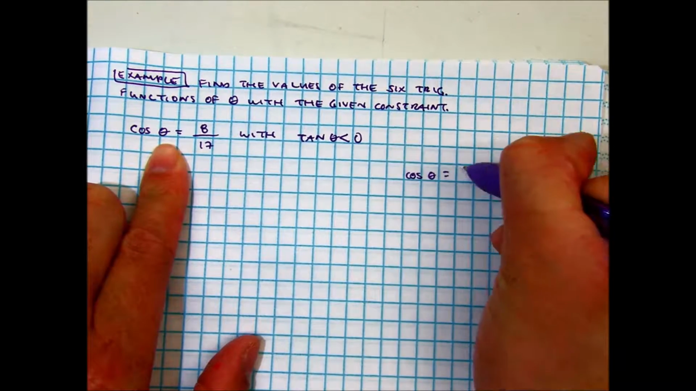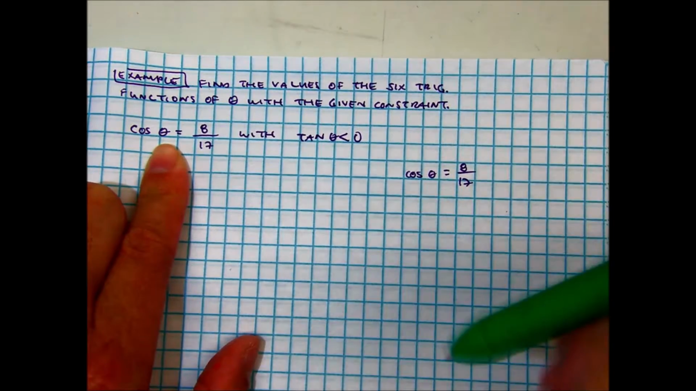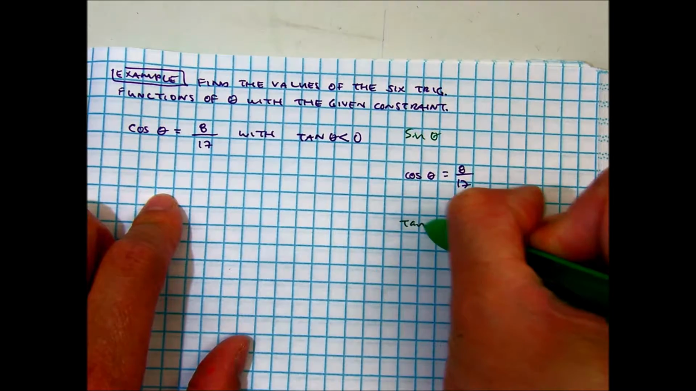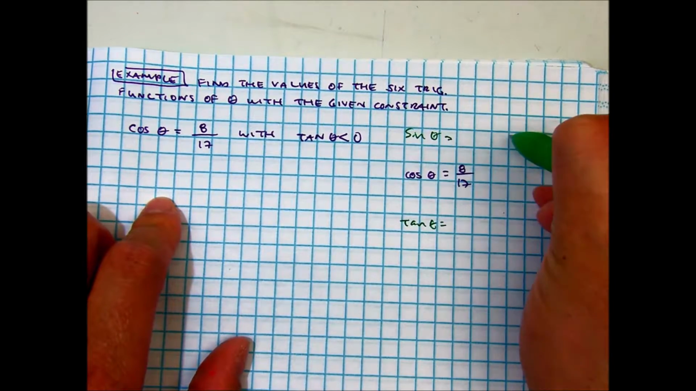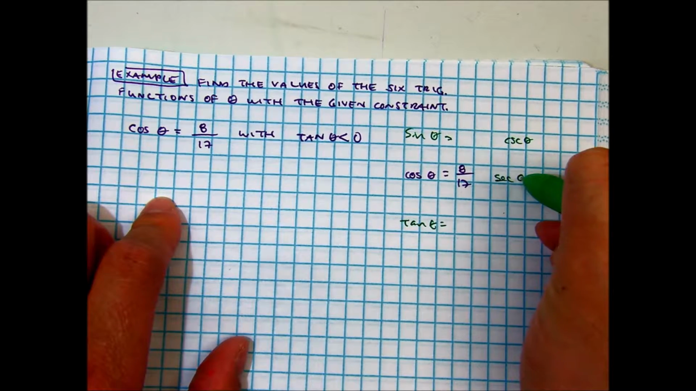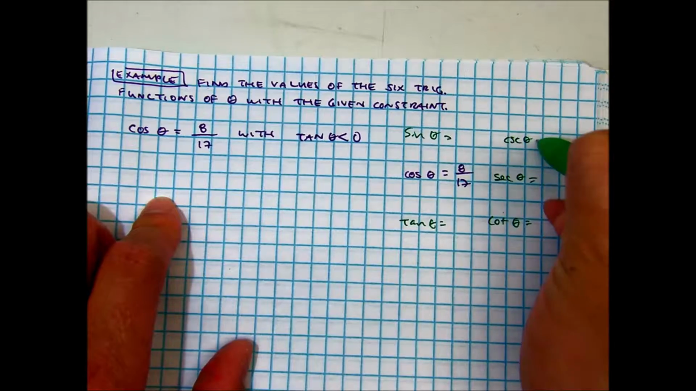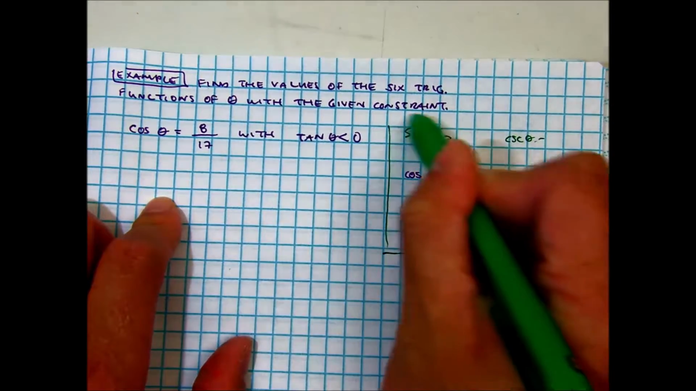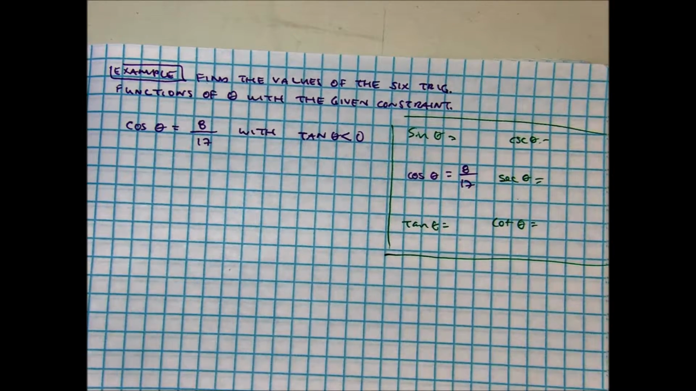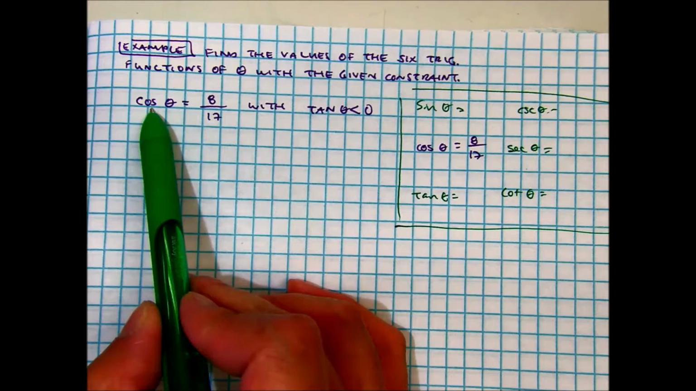That means we're missing the sine of theta, tangent of theta, the cosecant of theta, secant of theta, and cotangent of theta. So in some ways, they've given us one clue. We just need to find the 5 other trig functions. Now they gave us a clue that cosine is positive and tangent is less than 0. So let's go ahead and draw a picture.